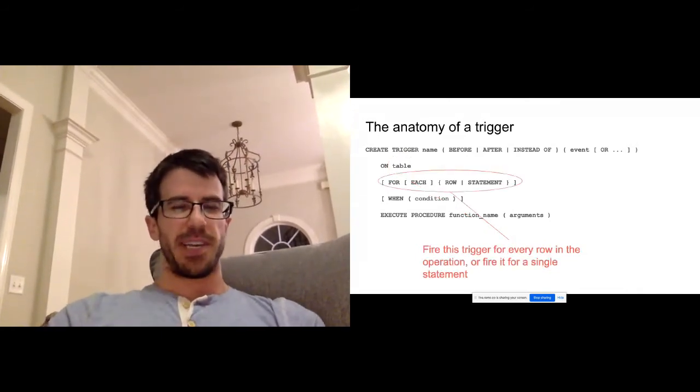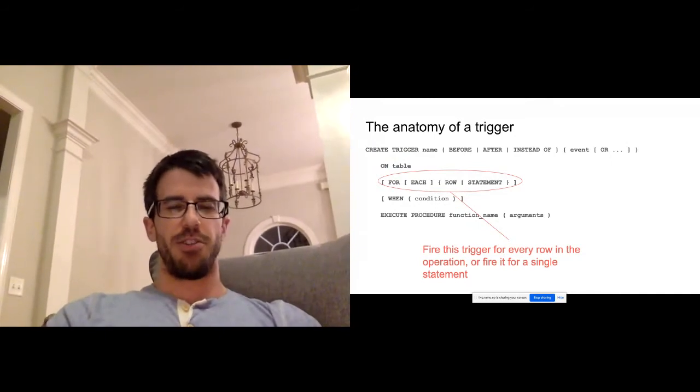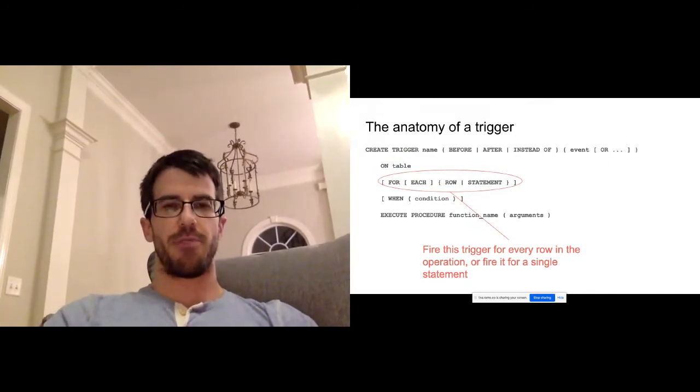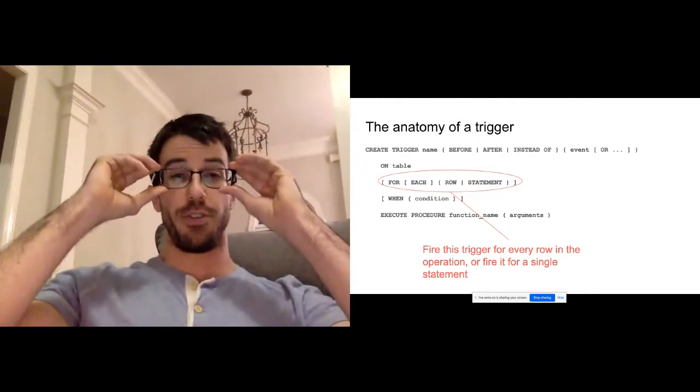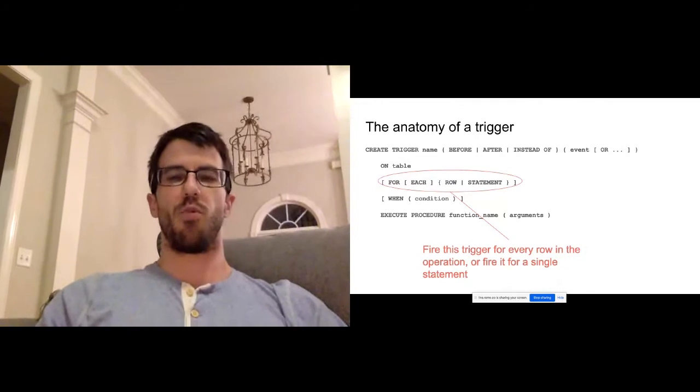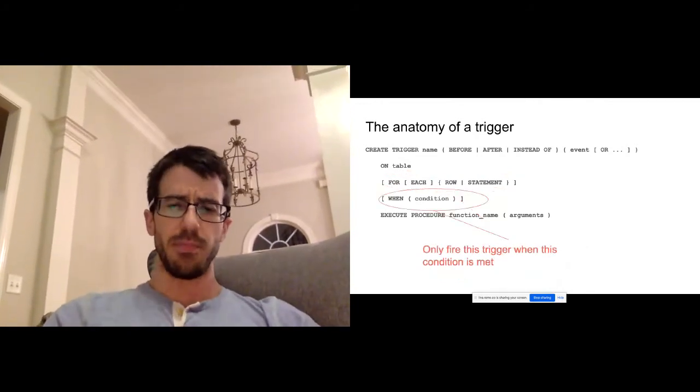So, some more sophisticated options of a trigger. You can configure a trigger to fire for every row in an operation, or configure it to fire once per statement. What I mean by this is, imagine if you update 10 rows at once. If it's a row level trigger, it will fire 10 times, one per each row in that update. If you configure a statement level trigger, it will run once for that update.